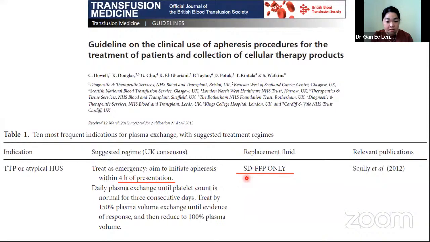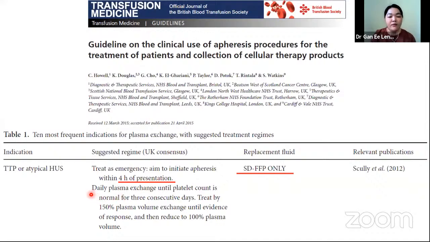This is solvent or detergent treated FFP in the UK. We need to treat TTP or atypical HUS as an emergency. Let's aim to initiate plasma exchange within 4 hours of presentation. Okay, this is our aim.